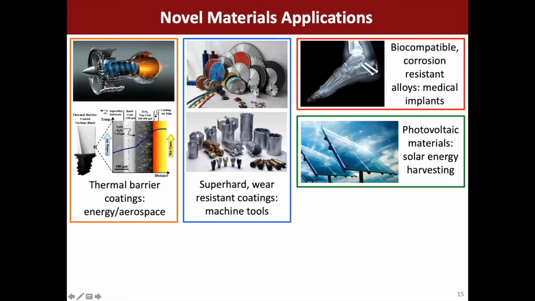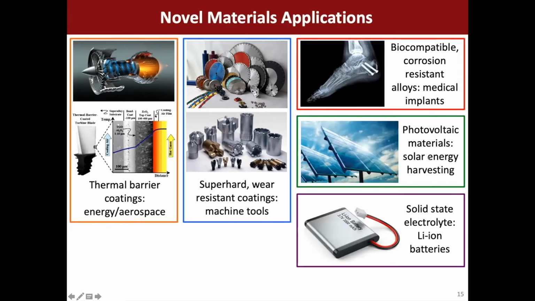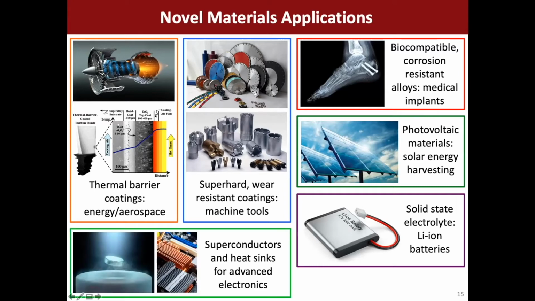Then something else that other people work on is photovoltaic materials for solar energy harvesting, or solid state electrolytes for lithium ion batteries, or new anodes or cathodes that improve the energy density and the cycling ability. And then finally, something that people have looked at and we've done a little bit of work on ourselves are things like superconductors, or for example, heat sinks for advanced electronics.